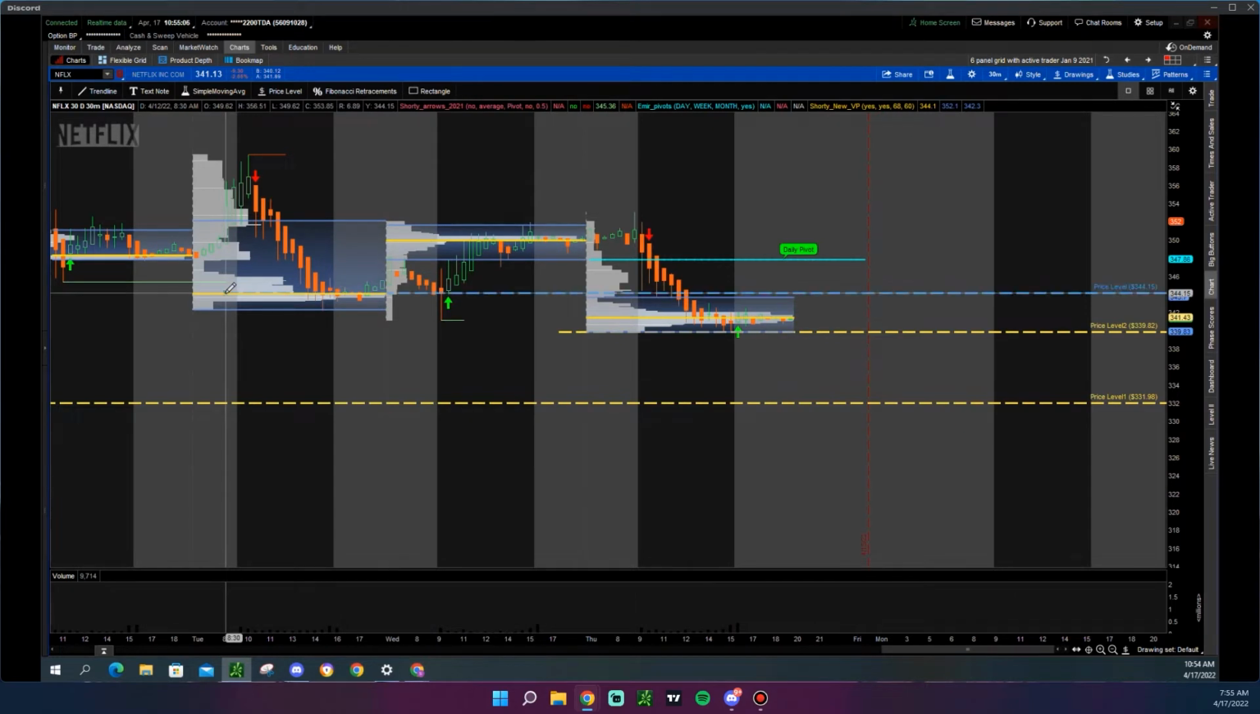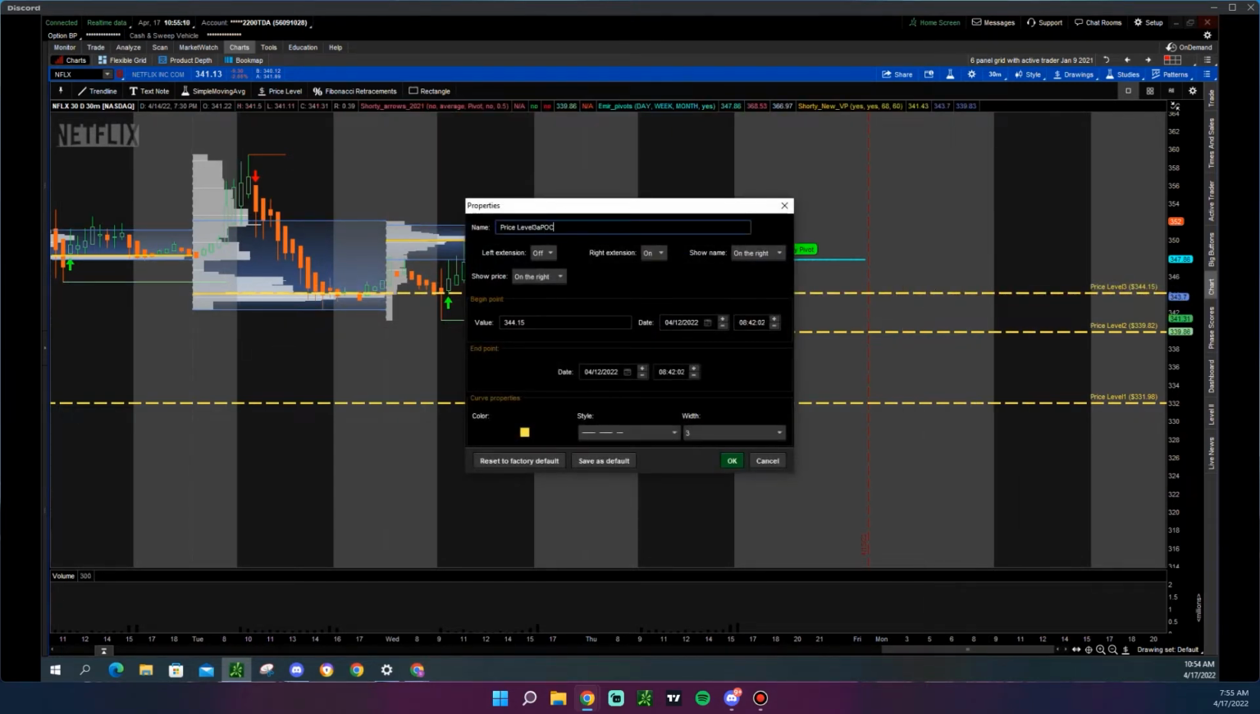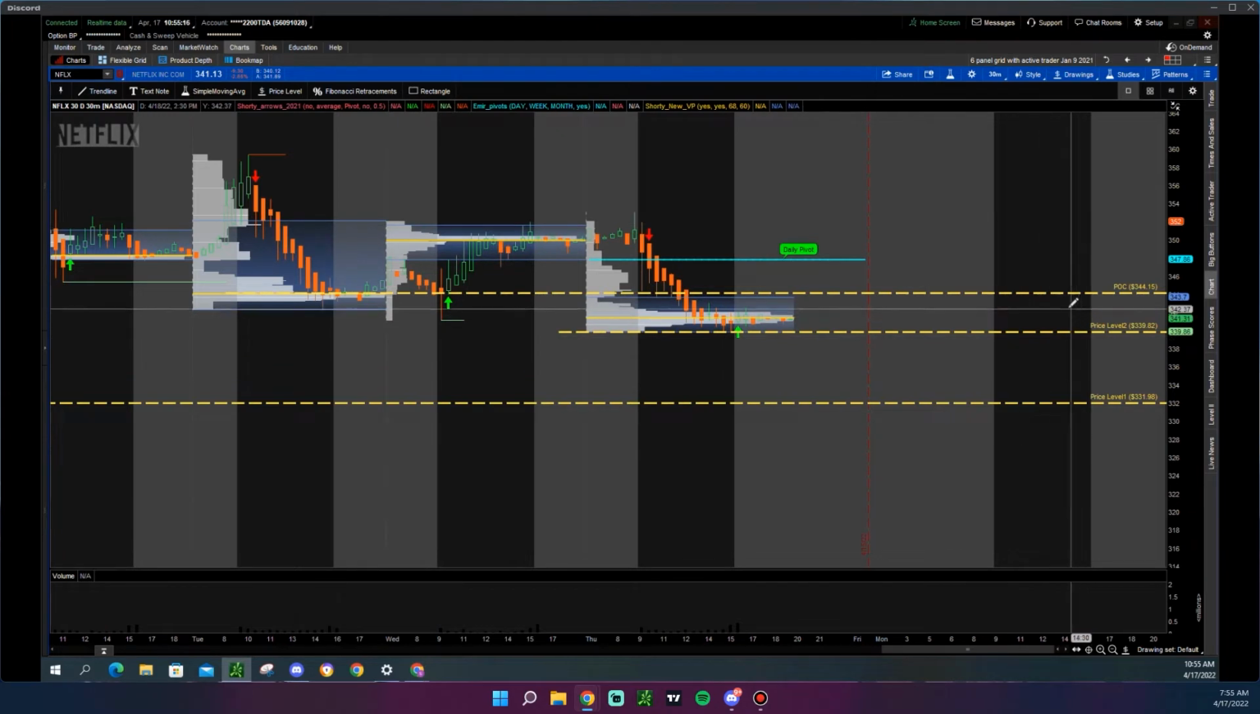So, and then if any of these levels, let's say this level matches up with ORB high, if we gap up, let's say tonight, and this matches up with 344. Well, you want to wait 30 minutes and make sure we're going to stay above this level.